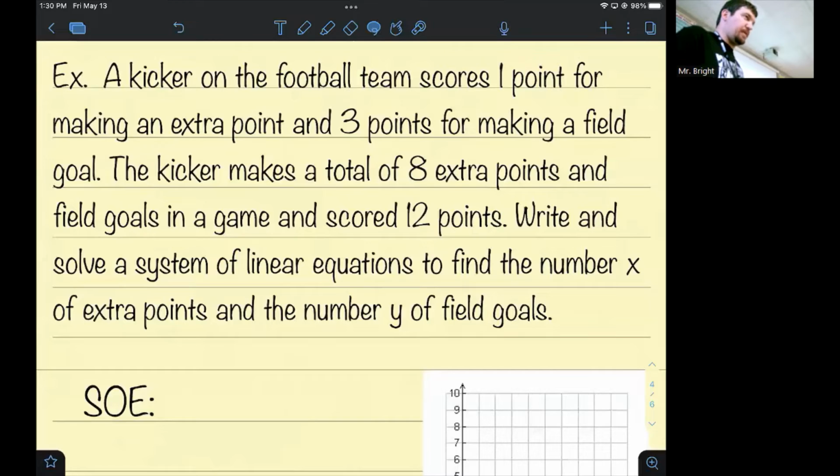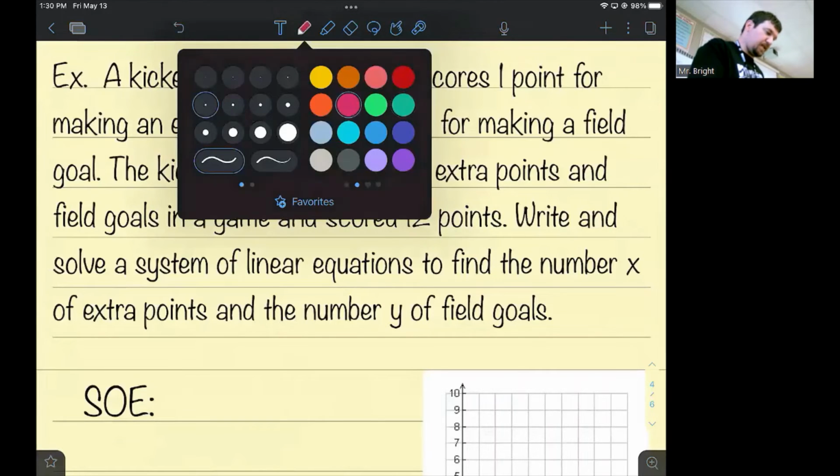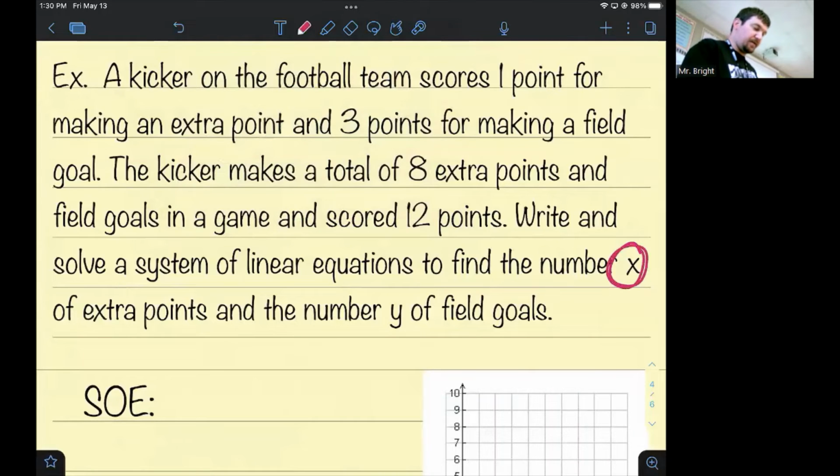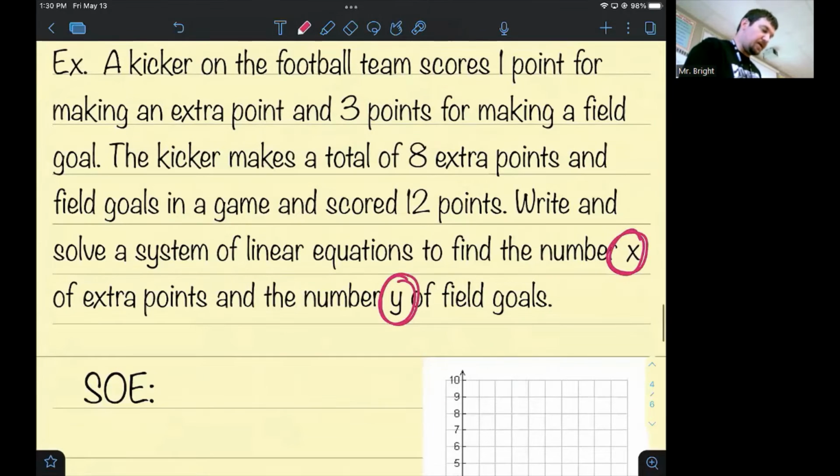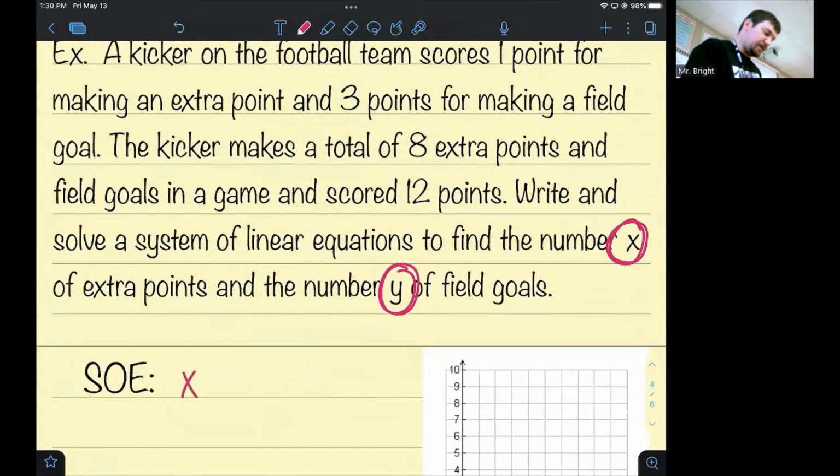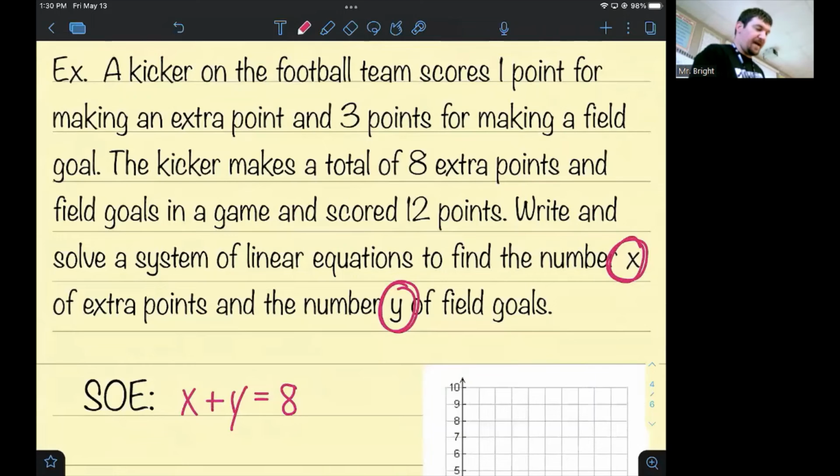So there's 2 equations we should be able to derive from that paragraph right there. Who can give me one of them? Lizzie. That's right. I'm going to use x and y in place of e and f, okay? Not that that matters a whole lot, but just so we're using the same variables here. So x stood for extra points. She says that x plus y is equal to 8. And she gets that from the fact that there was 8 extra points and field goals made in that game. So if you total them up, there was 8 kicks, okay? So there's our first equation, total number of kicks equation.